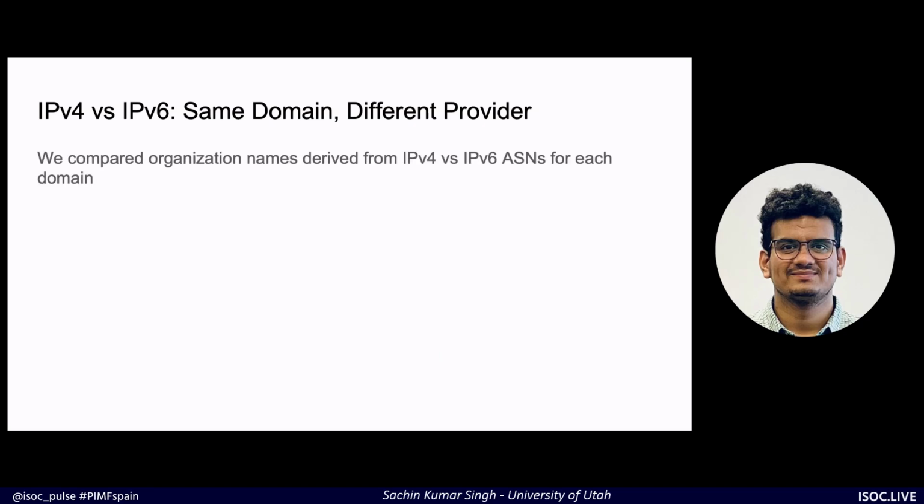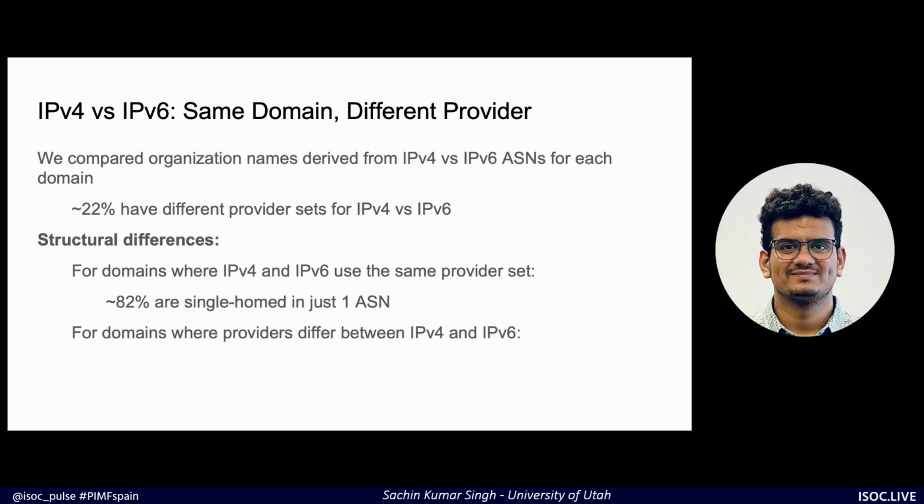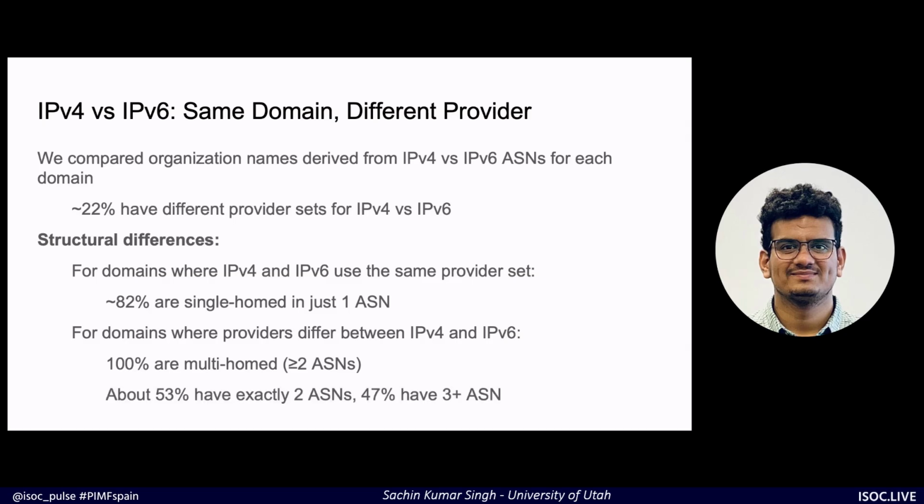To find that out, we compare the organization name derived from IPv4 and IPv6 addresses. We found that 22% have a different provider set for IPv4 and IPv6. And we also find some structural differences. For the domains which have the same provider set, 82% of them are just hosted on one ASN. And for domains which have a different provider set, 100% of them are hosted on more than one ASN. About 53% have exactly two ASNs, and 47% have 3+ ASNs.